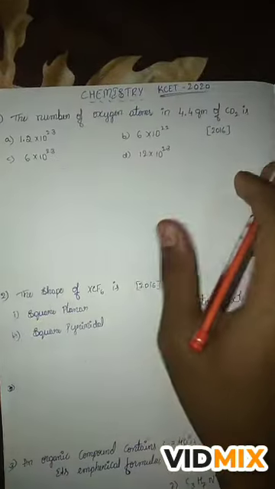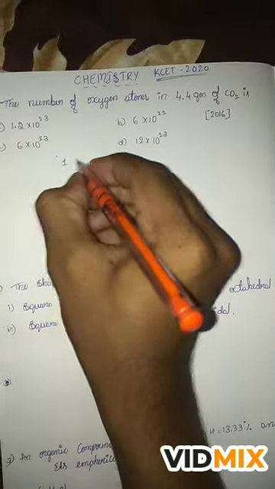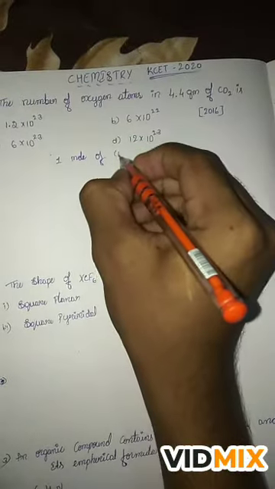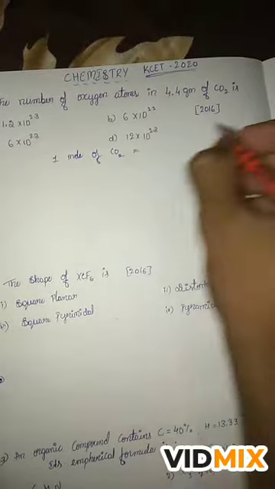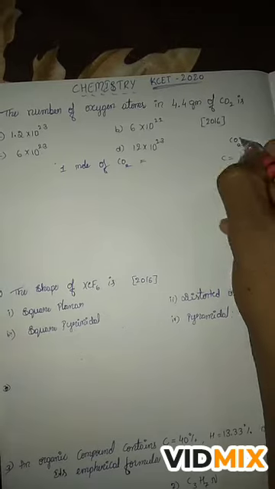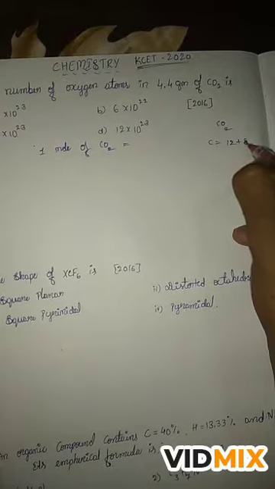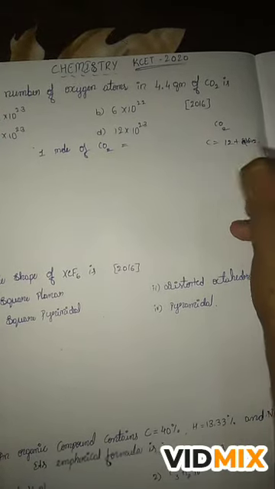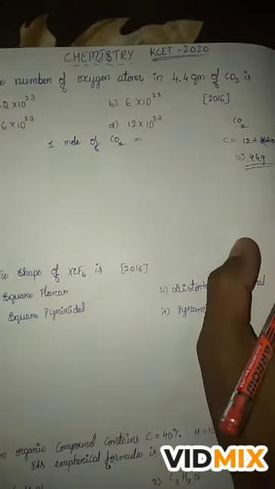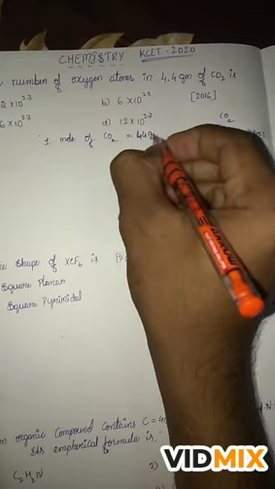Solving the question, we know that 1 mole of carbon dioxide, or the mass of carbon dioxide: the carbon mass is 12, plus oxygen mass is 16 into 2 because there are 2 atoms. Then 44 gram is the mass of the carbon dioxide.